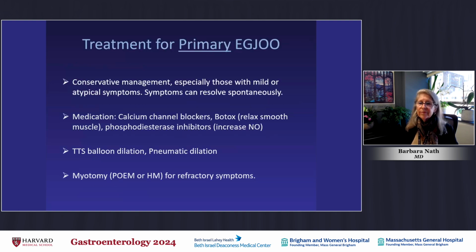The treatment is conservative at every juncture. So sometimes the symptoms will resolve spontaneously without any intervention. Medication choices include those that relax smooth muscle, calcium channel blockers, and Botox, or that increase NO, like phosphodiesterase inhibitors, sildenafil being the most commonly used. Third, if you're going to escalate the treatment, it would be a through-the-scope balloon dilation or pneumatic dilation. And finally, for patients with really refractory symptoms, a myotomy.